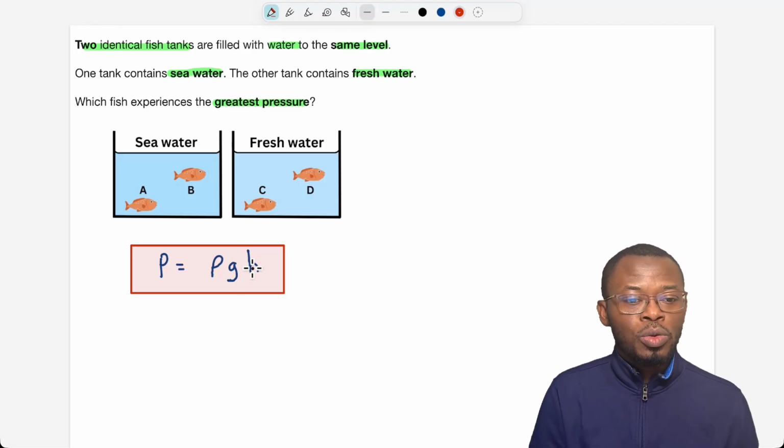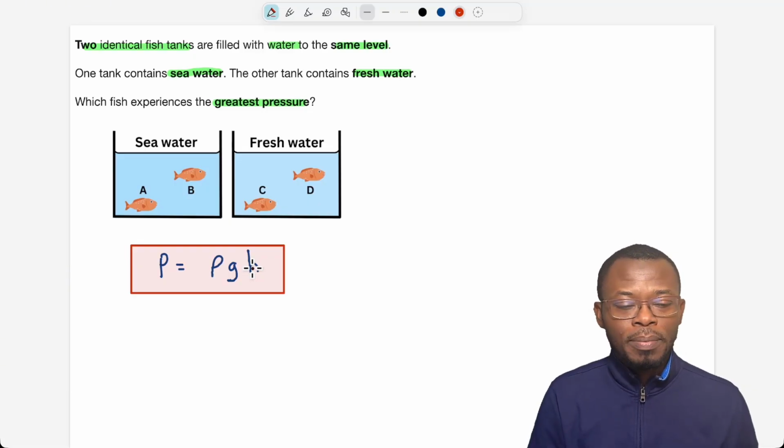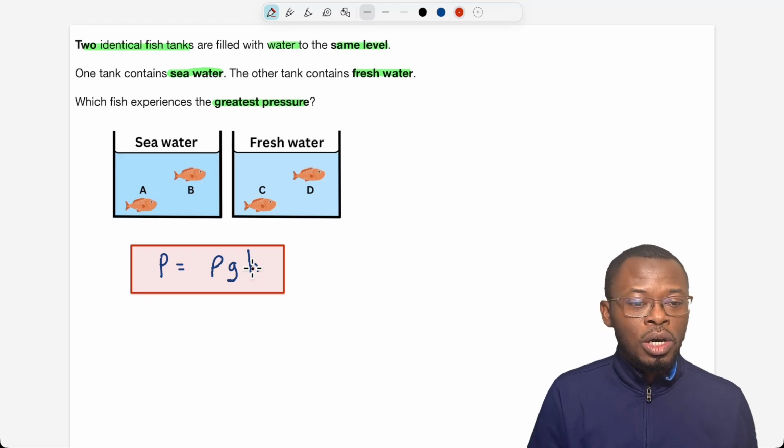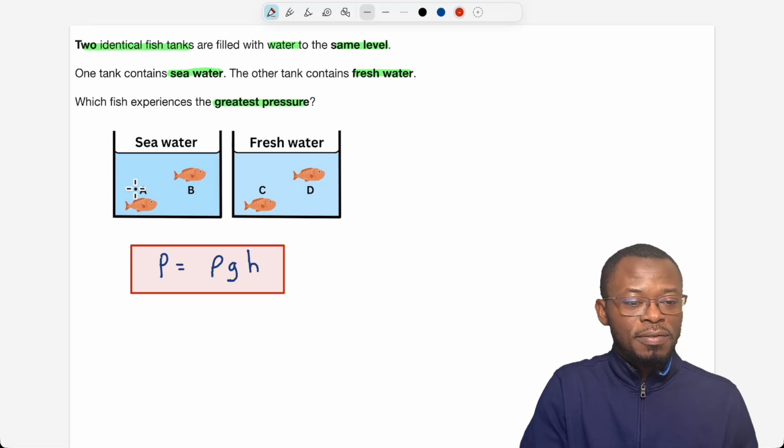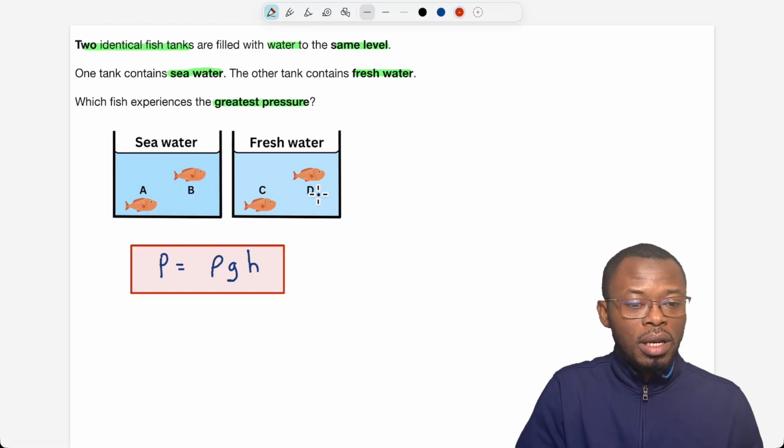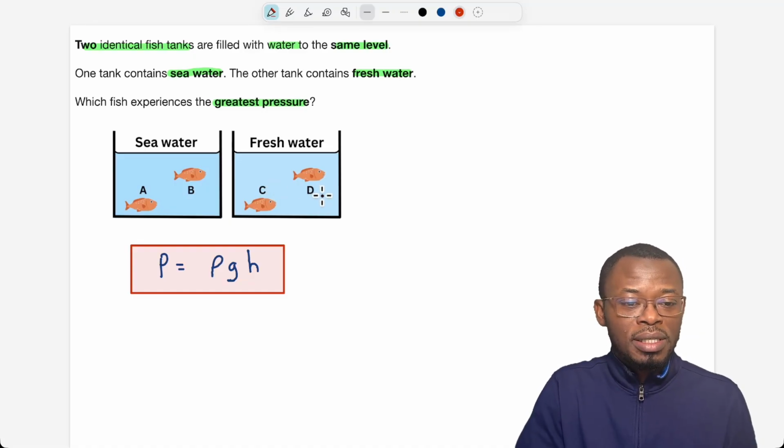However, in this puzzle, we have two tanks with one filled with seawater and the other filled with fresh water. In the one with seawater, we have two fish, fish A and fish B. And in the one with the fresh water, we have fish C and fish D. Now we need to eliminate some of these options because we only need to find one option that experiences the greatest pressure. And to eliminate some of these options, we have to look at the two fish in each tank respectively.